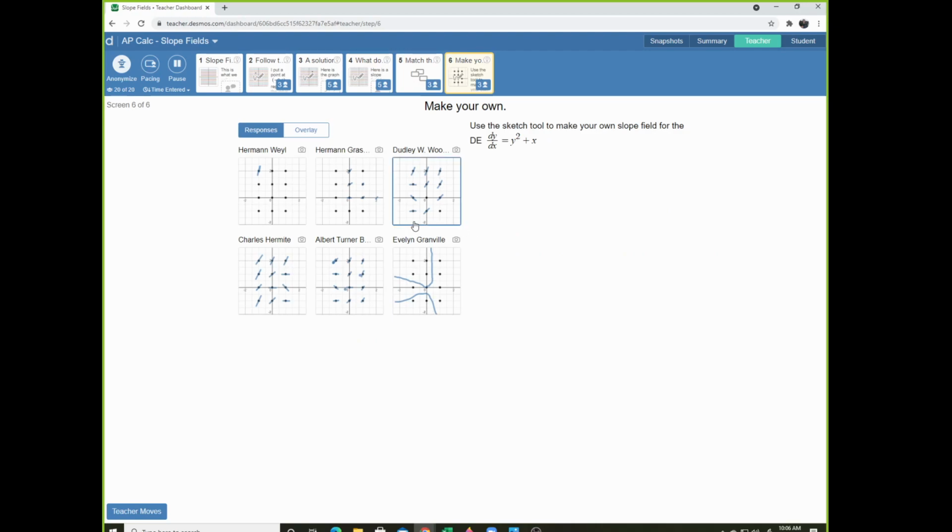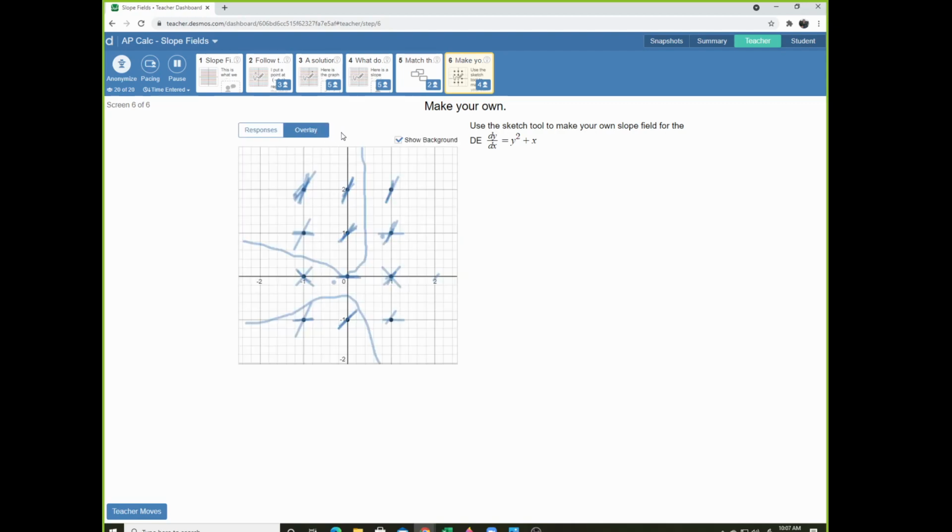And then creating your own. So Evelyn Granville here, it looks like you were doing what we did before, which makes sense, drawing in the line here. This one was looking for a slope field, and we can see we have some different answers here. Like right here, we have some flat and some that is slope. We obviously couldn't have that. We need them all to be the same, so you would want to check your math.